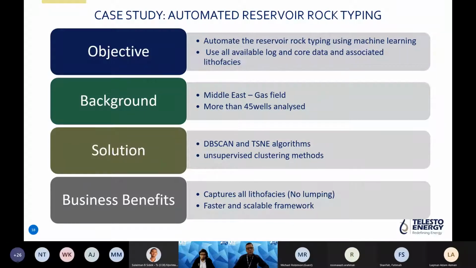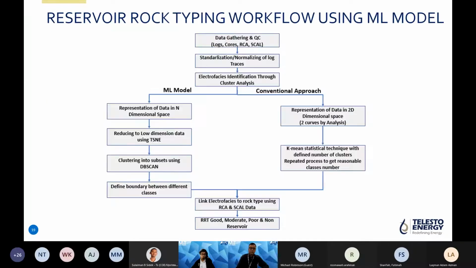So what are the business benefits? It captures all lithofacies. In the conventional approach, when we do lithofacies, we have to lump lithofacies. The reason is we have limitations in terms of how many lithofacies we can take into the modeling approach. Here you can capture all the lithofacies, and it's very quick in building this framework. So here I want to give you a comparison of this workflow, how it is done conventionally and how it is done in the approach that we have chosen.